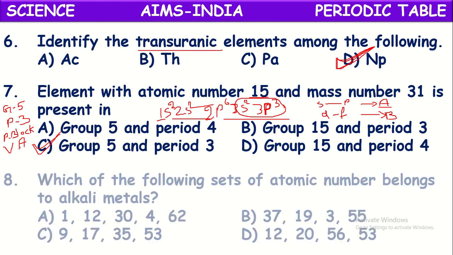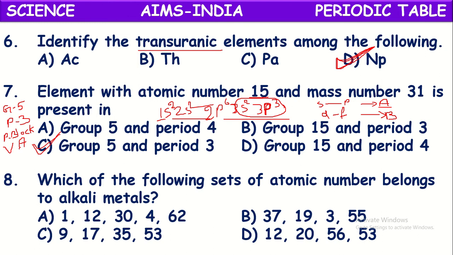Okay. Next one. Which of the following sets of atomic numbers belongs to alkali metals? What are alkali metals? First A group elements are called alkali metals. We know in the first group there are hydrogen, lithium, sodium, potassium, rubidium, cesium. These are first group elements. If you see the atomic number of the first element, what is it? 1. And lithium atomic number 3.